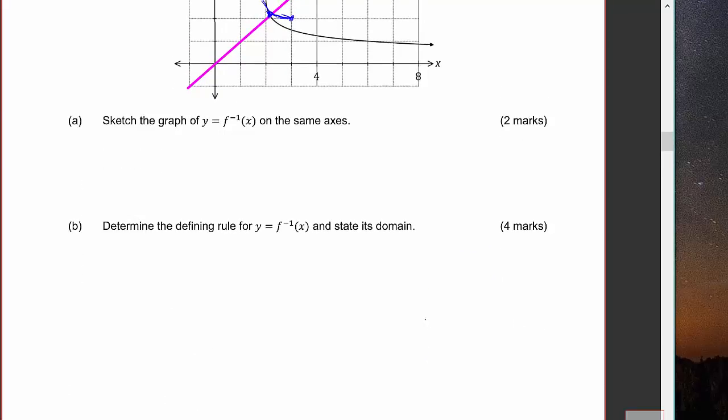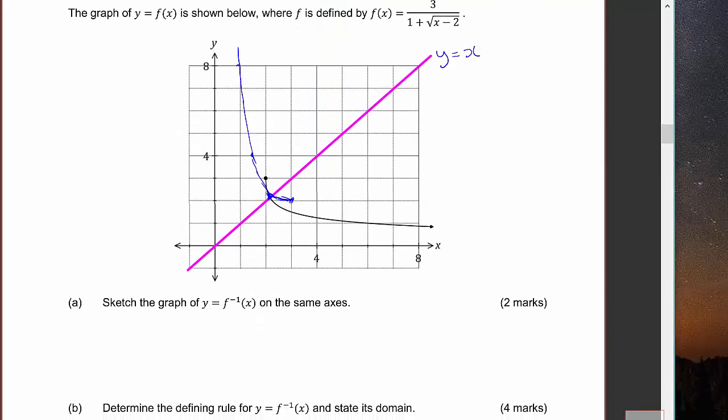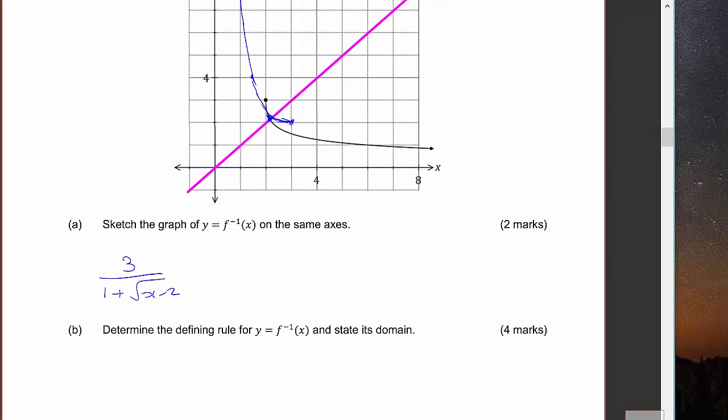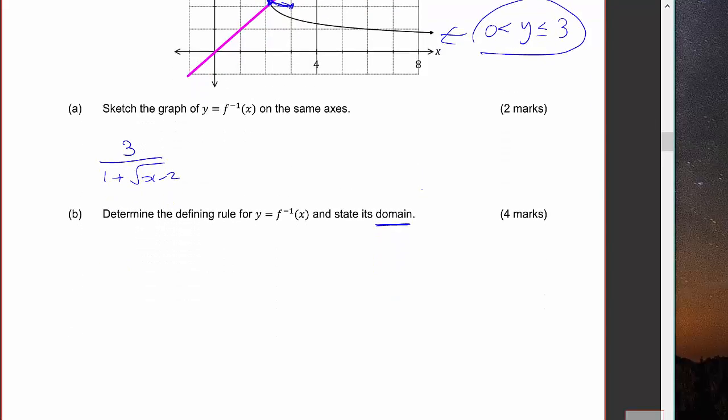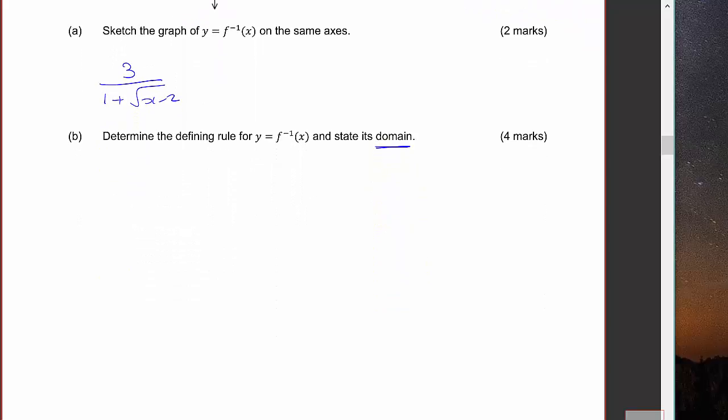And determine the defining rule. So what was it again? So it was 3 over 1 plus root x minus 2, and state its domain. Well, the domain we know is going to be the same as the range for the original function. So we can see just from the graph here that the range for the original function is greater than 0 and less than or equal to 3. So that's going to end up being our domain further down. So we'll come back to that in a moment.